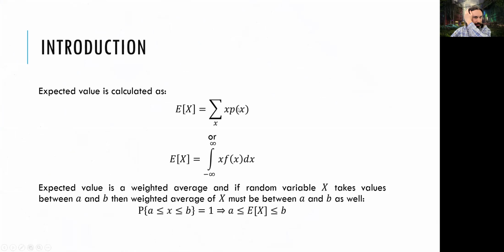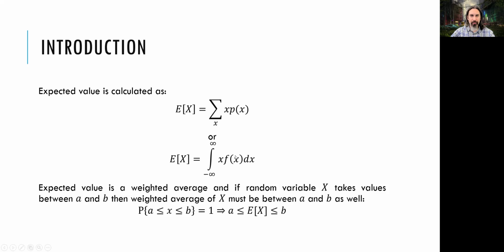Now, for discrete random variables, expectation was calculated by multiplying x and p(x), the PMF, and then summing it over all the x values. And for continuous random variables, it was x times the PDF, f(x), and then integrating it from minus infinity to infinity.